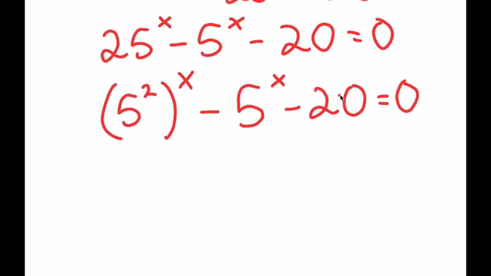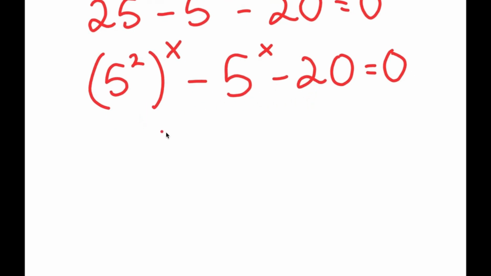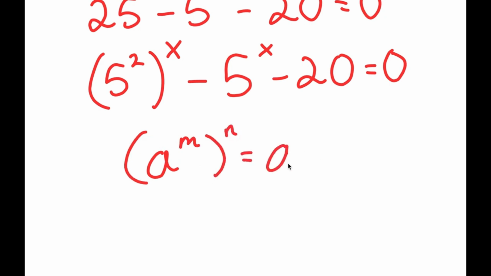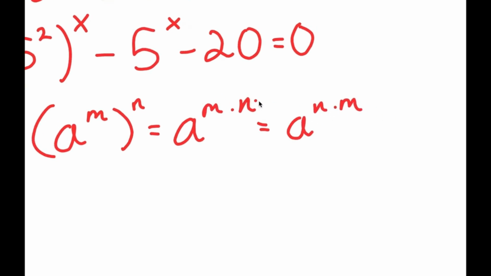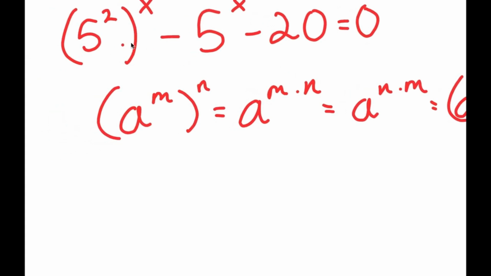Now from here, if I have something in the form a to the power of m to the power of n, this is the same thing as a to the power of m times n. And a to the power of m times n, I can rewrite as a to the power of n times m. So if a to the power of m times n is equal to a to the power of m to the power of n, then a to the power of n times m should equal a to the power of n to the power of m. So 5 to the power of 2 to the power of x is going to equal 5 to the power of x to the power of 2.